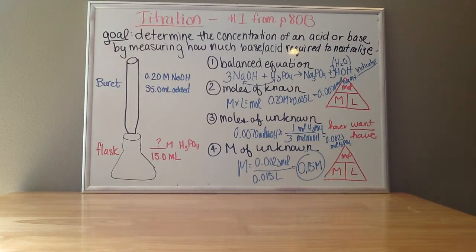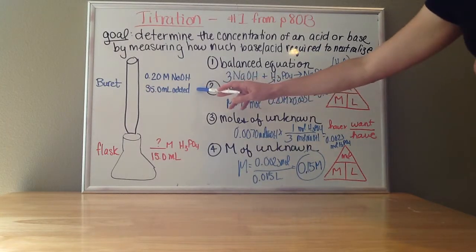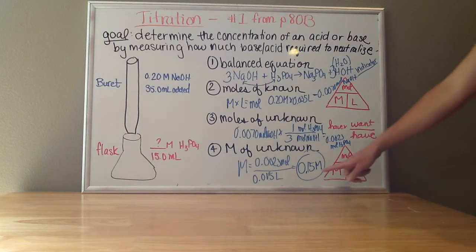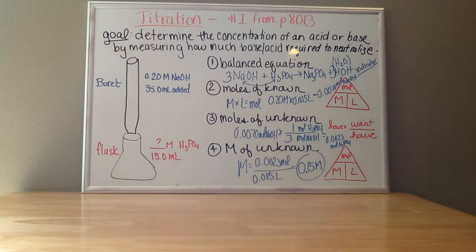So I was able to use the information that it took 35 mL of 0.2 molar NaOH to neutralize my acid sample to figure out how much acid I have and what the concentration is. And that's what I was looking for in this question. What is the concentration of my unknown acid?